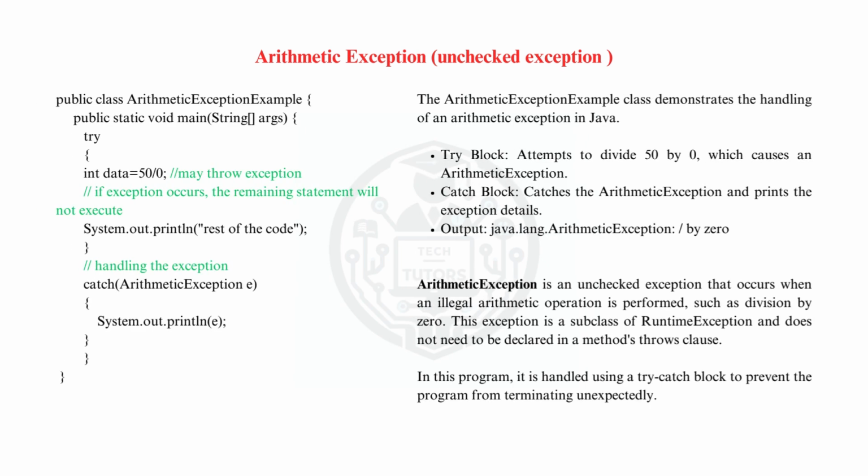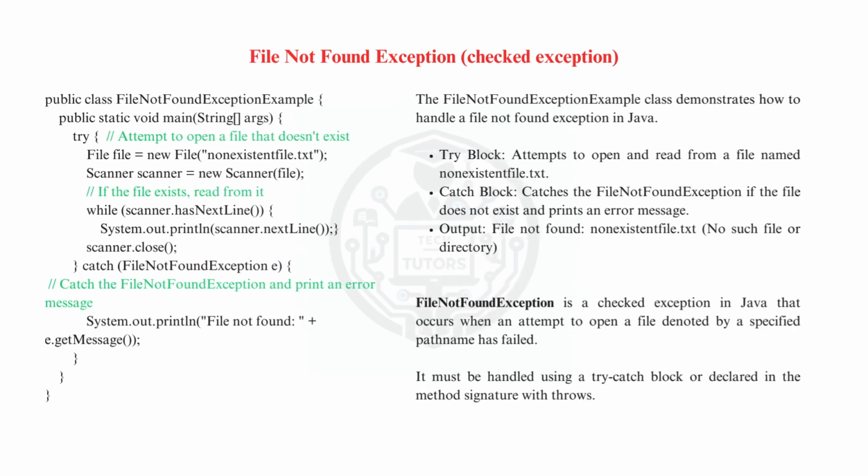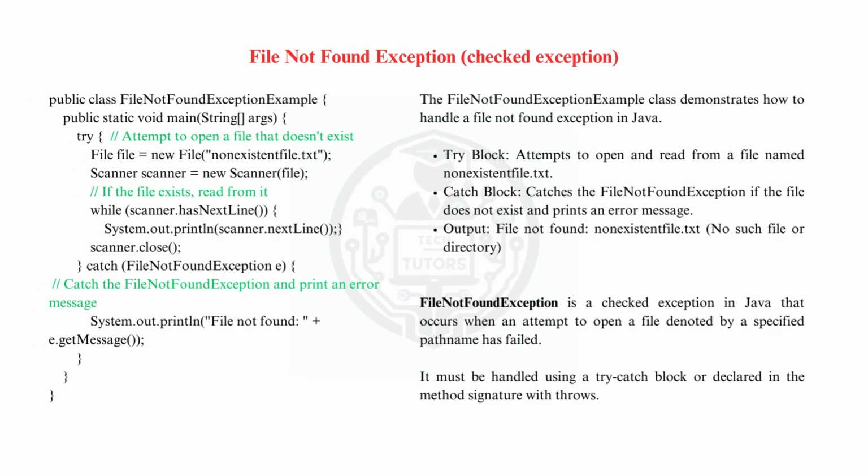Let's begin with an example of an unchecked exception. In the ArithmeticExceptionExample class, we see a demonstration of handling an arithmetic exception in Java. The try block performs an illegal division by 0, triggering an ArithmeticException, which the catch block handles, ensuring the program continues running smoothly.